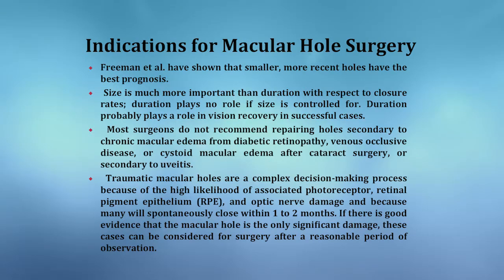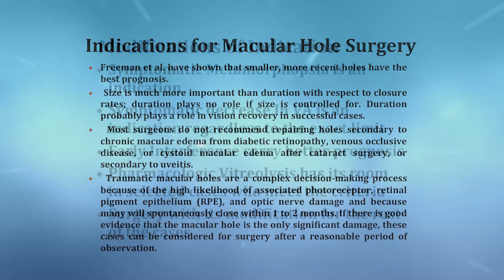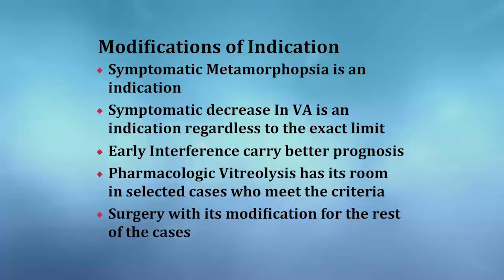For the surgery itself, we have, of course, all the strategy, as we said. We go for the macular hole when the vision becomes affected, more than 20/70 or worse, and we can go for traumatic holes too, but now these things have changed a little. There is a modification of this indication right now, which I call early intervention: symptomatic metamorphopsia is an indication.